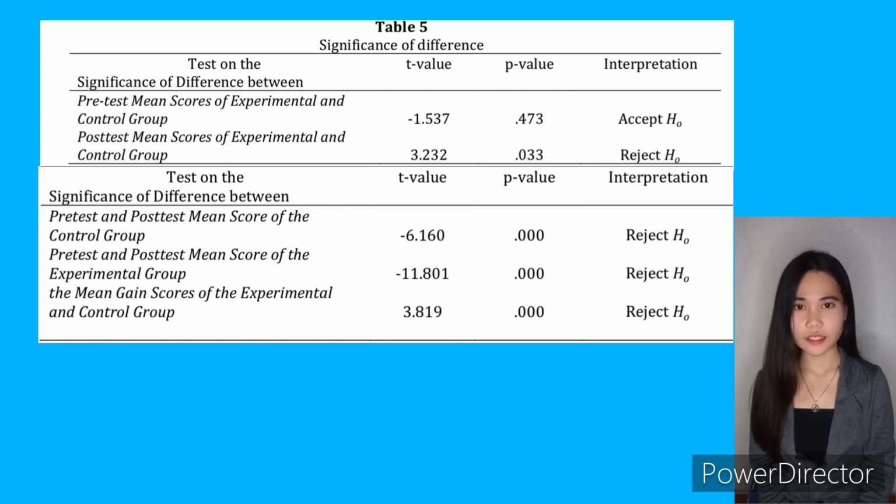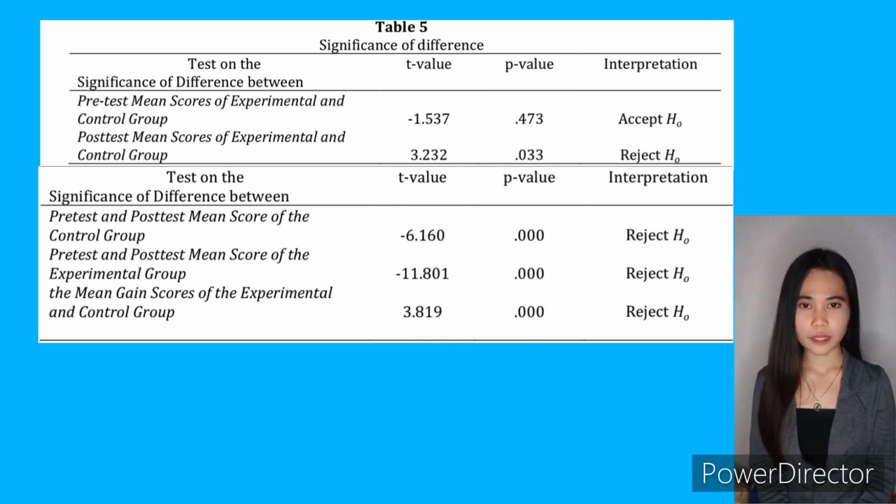In the test on the significance of difference between pretest mean scores of the experimental and control groups, Table 5 showed that the p-value is 0.473, which is above the alpha value of 0.05. Thus, it accepts the null hypothesis of the study. This means that there is no significant difference between the pretest mean scores of the control and experimental groups. This implies that before the experiment, both groups are equally likely in terms of prior knowledge before the start of the experiment. The results show that both groups are ideal for the study because each group is more or less on the same level.